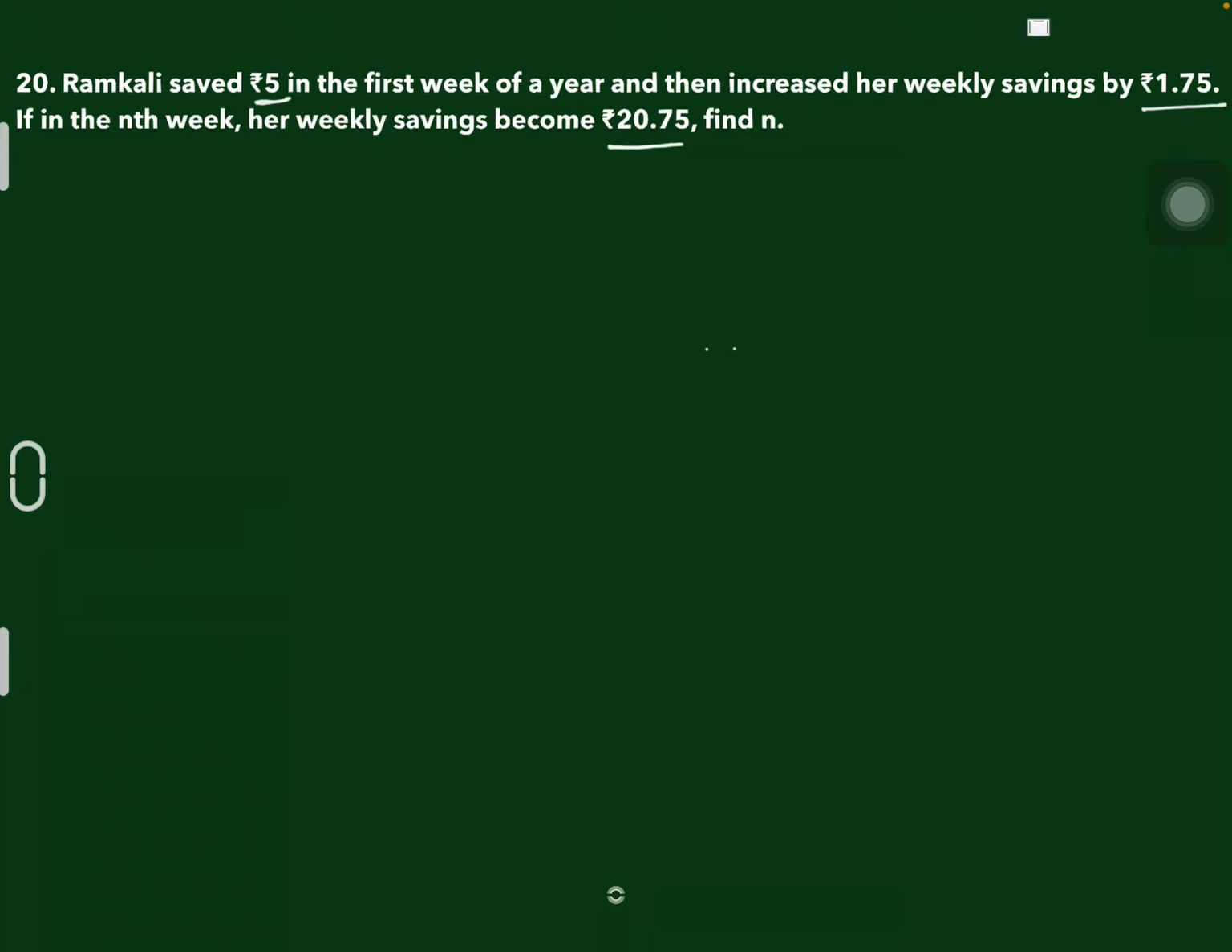So, what is that she did? She was saving rupees 5 in the first week. Then in the second week she increased it by 1.75. Again third week 1.75, like that. In the nth week her savings become 20.75. So, find N. So, the AP, as per the question, the AP is 5.